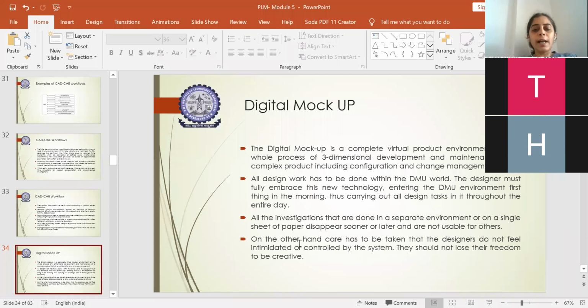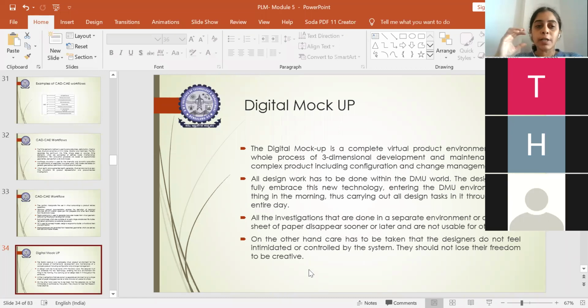On the other hand, some care has to be taken. The designers should not feel controlled by a particular system. They should not lose their freedom to be creative. You know, for a design engineer, if we give a pencil and a sheet of paper, they can do the sketch as per the concepts and ideas which come to their mind. That is what we call conceptual design. He will have all his thoughts without any constraints.